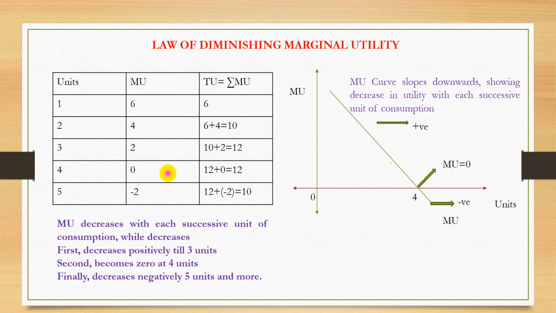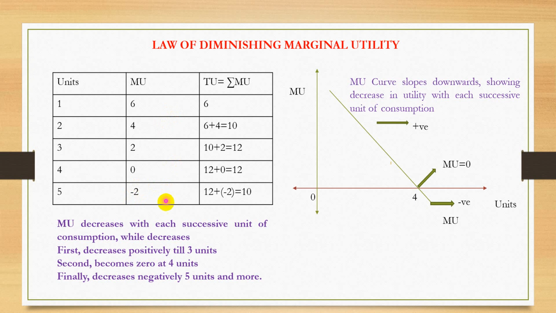If he goes on consuming apples even after this point of satiety, it may create some trouble for him. It may have an adverse effect on his stomach. Hence the marginal utility of the fifth unit becomes negative, that is minus 2 in this table.